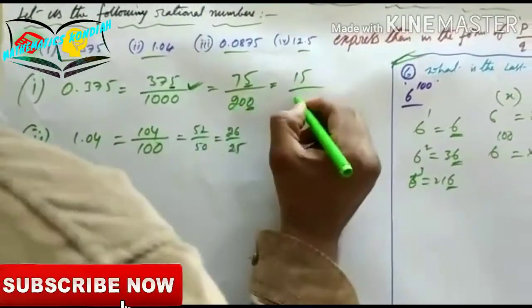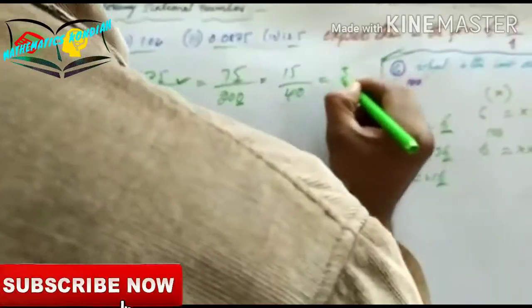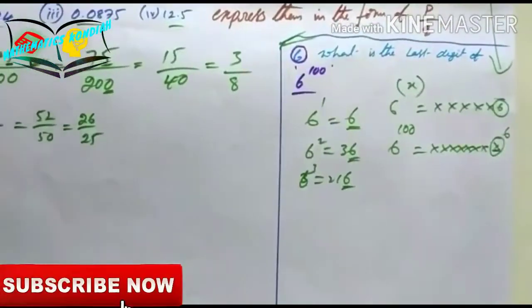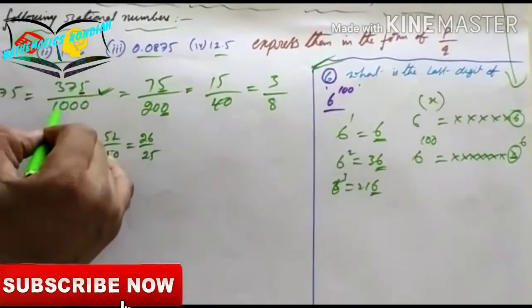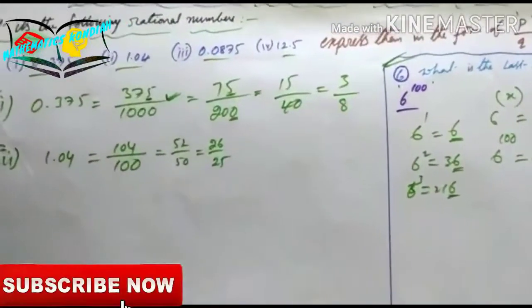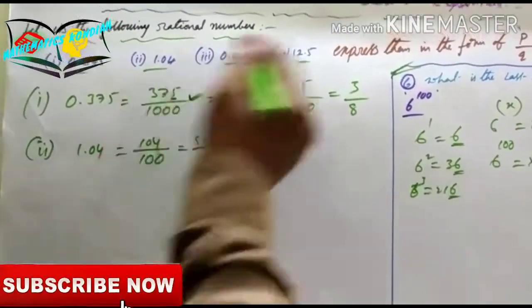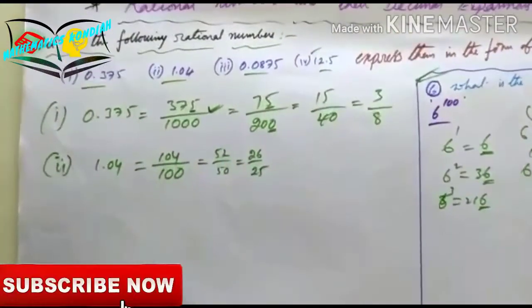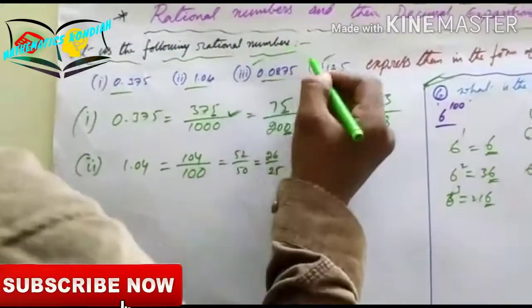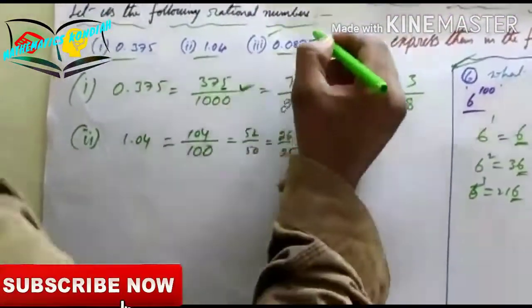What is 540? Also 5 threes, 5 eights. This is the simplest form of 375 by 1000, which is equal to 3 by 8. The third sum and fourth sum are homework.